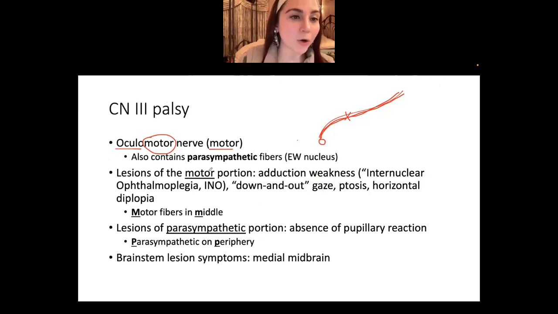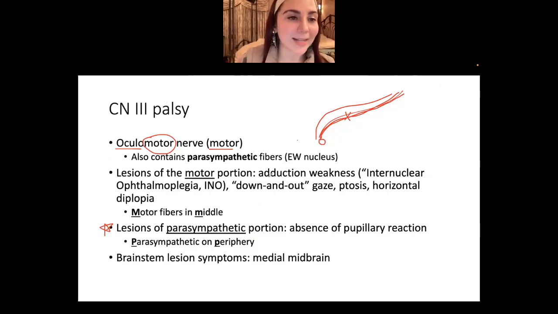But if you lesion the motor portion, what I mean by this is the portion that's running along with Edinger-Westphal. It's like the true cranial nerve 3. That's the motor portion of it. And again, Edinger-Westphal just runs next to it. Oh, I talked about it here. All right, but anyway, so the motor portion itself, here's all the things that are going to be affected.